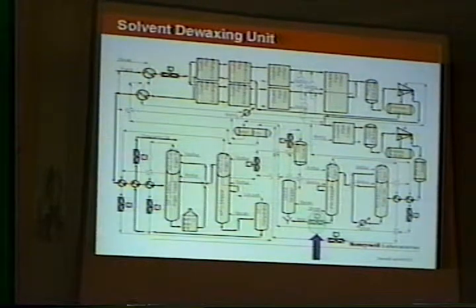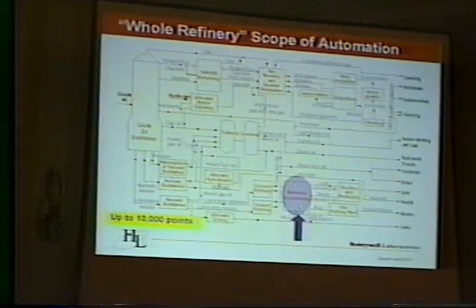So most of the activity in terms of development today is a whole refinery scope of automation. Now we're interested in the operation and optimization of an entire refinery. And here's a schematic of a rather simple refinery, actually. On the left is crude oil coming in, and on the right is the whole set of possible products that a refinery can make.